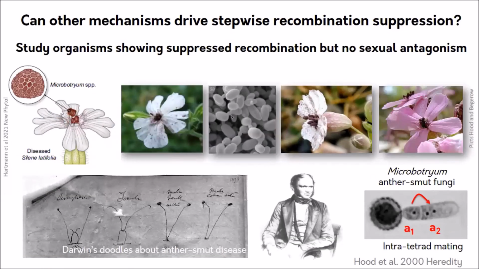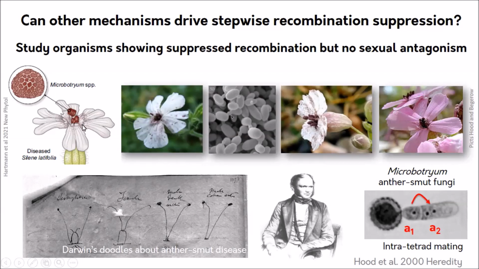So we thought maybe we could study organisms that do not show any sexual antagonism or other type of antagonism. And if we find strata in this organism, this means that other mechanisms can work and generate these evolutionary strata, and that this could also apply to sex chromosomes. So we study these microbotryum fungi. So they are pathogenic fungi.